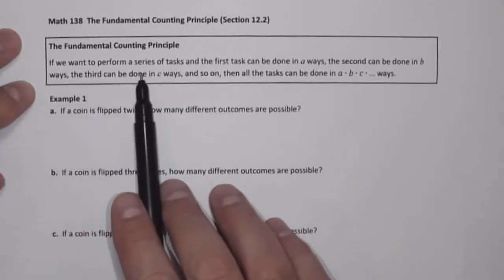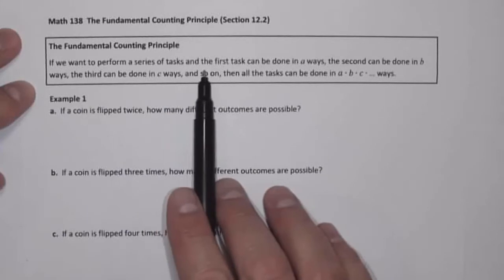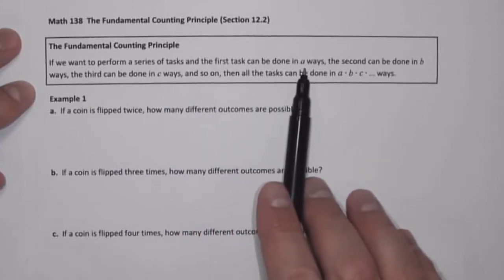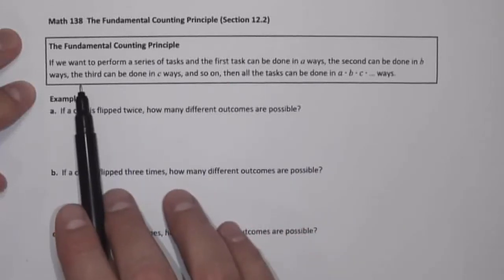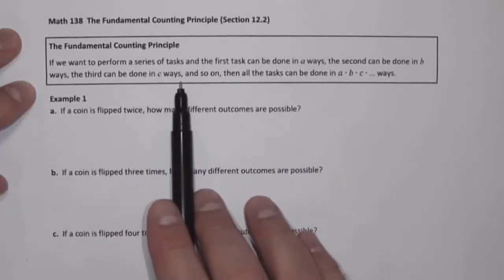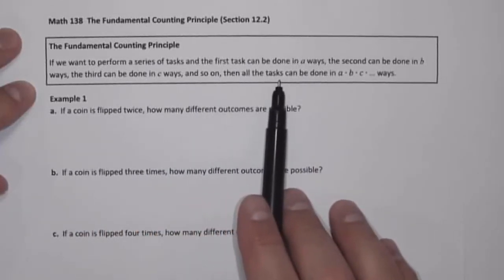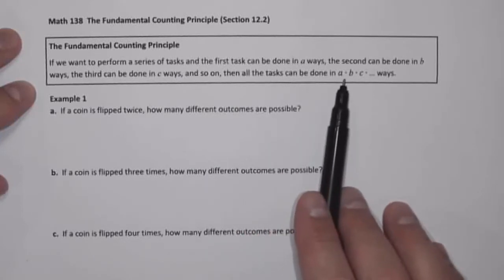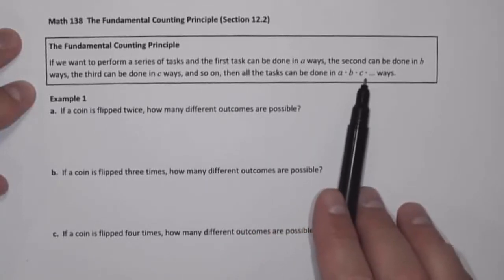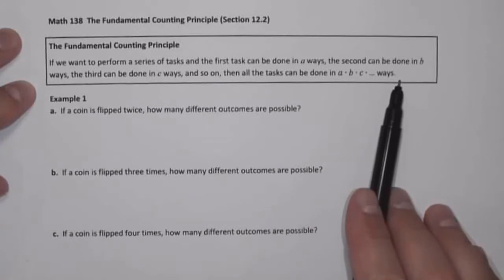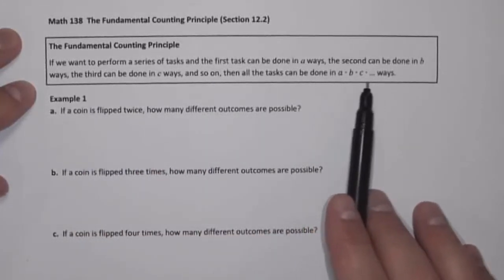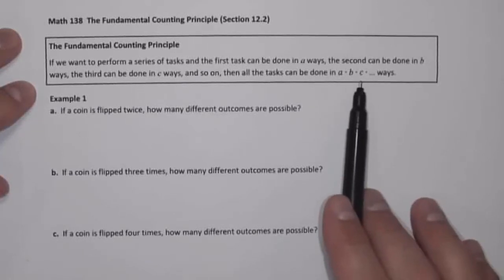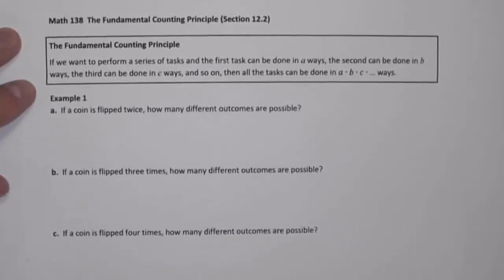If we want to perform a series of tasks, and the first task can be done in A ways, the second task can be done in B ways, the third can be done in C ways, and so on, then all the tasks can be done in A times B times C and so on ways. So this is the fundamental counting principle. Basically, this is a multiplication rule that allows us to multiply.